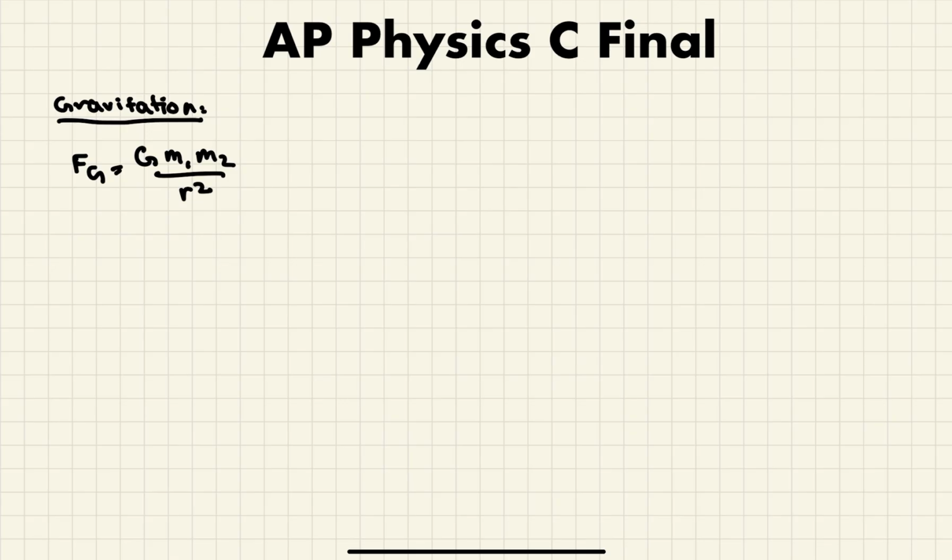This capital G has a value of 6.67 times 10 to the power of negative 11. And key points regarding this gravitation: it's always going to be attractive, never repulsive. It is a conservative force, like I said before.